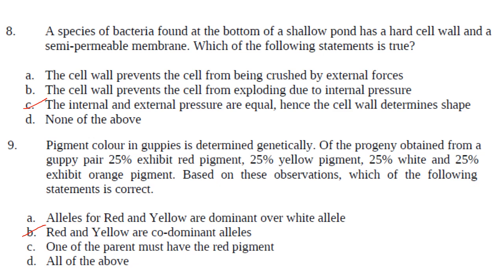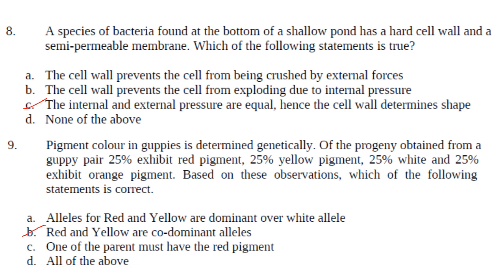Then next one. Pigment color in guppies is determined genetically. Of the progeny obtained from a guppy pair, 25% exhibit red pigment, 25% exhibit yellow pigment, 25% white and 25% exhibit orange pigment. Based on these observations, which of the following statements is correct?